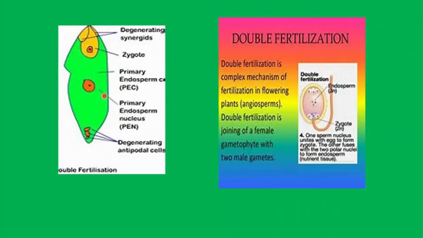Then the central cell undergoes division and forms the primary endosperm cell or PEC, and this is the primary endosperm nucleus, which is triploid in nature and is known as PEN. The zygote later develops into the embryo and the primary endosperm nucleus later develops into the endosperm, which gives nourishment to the developing embryo.